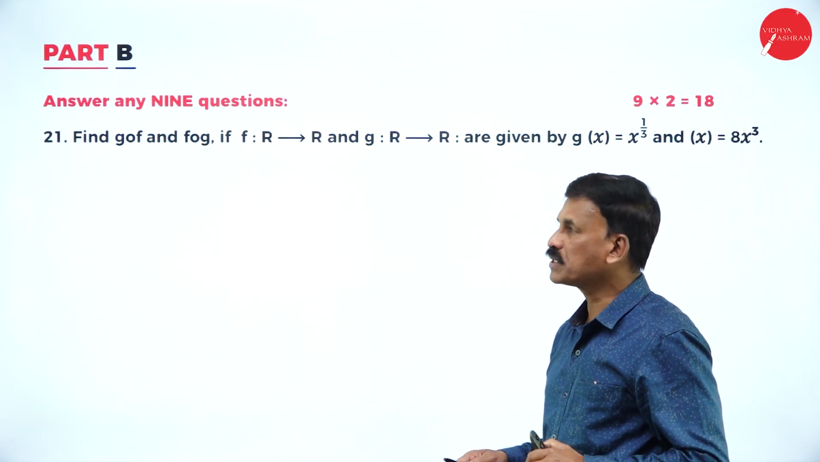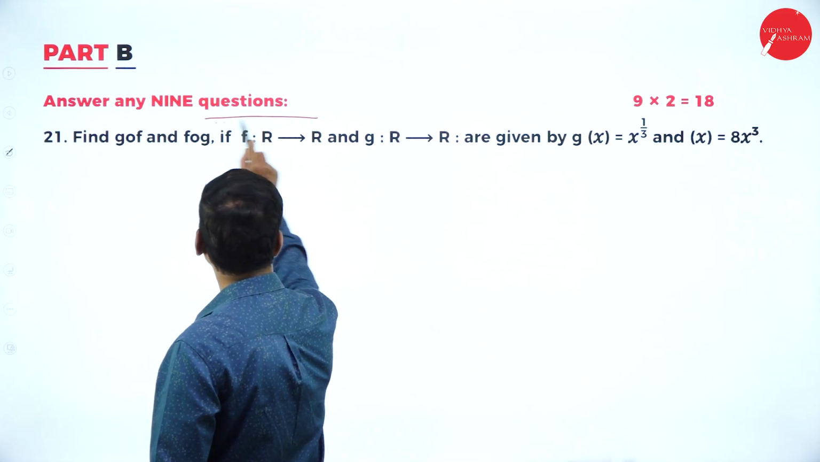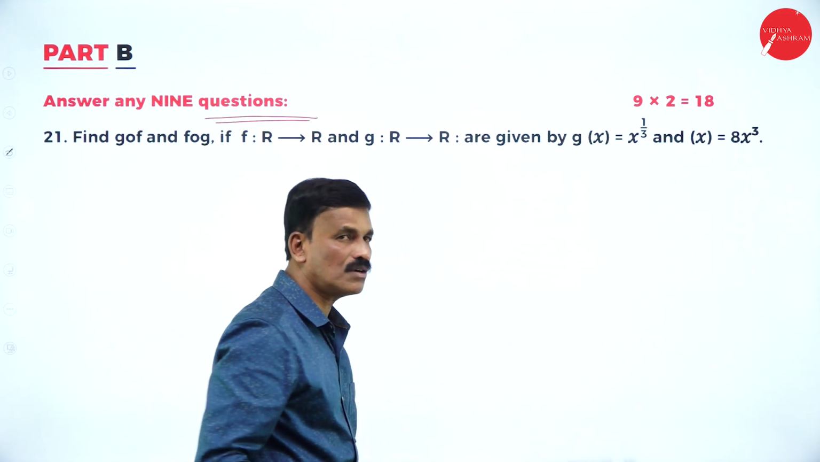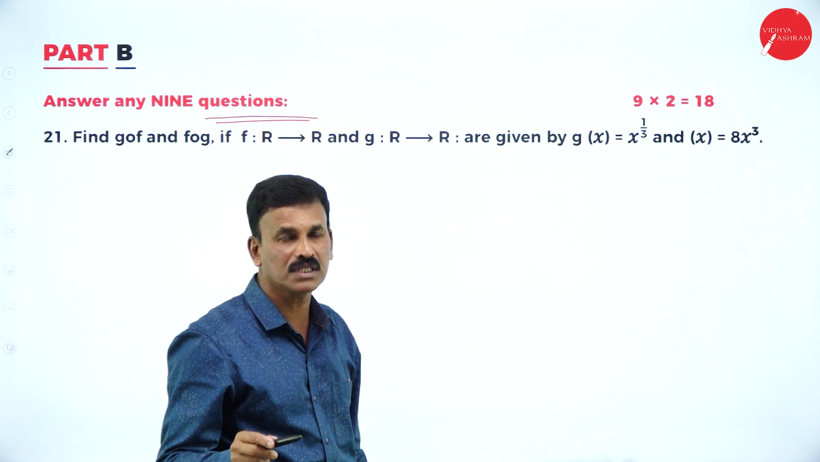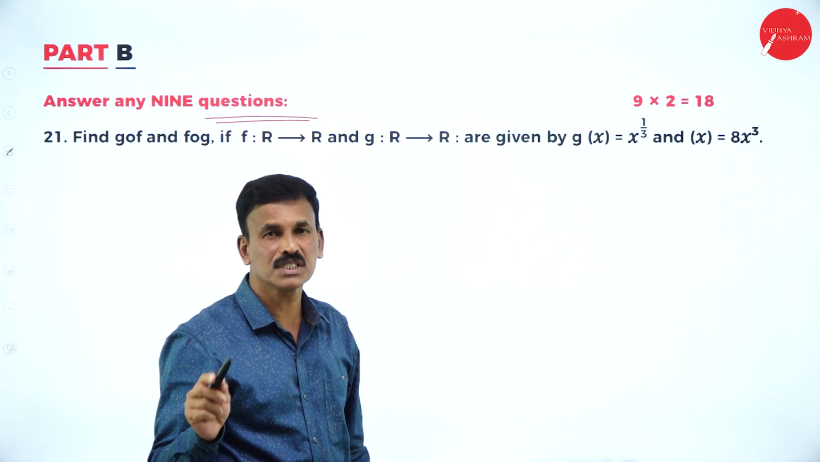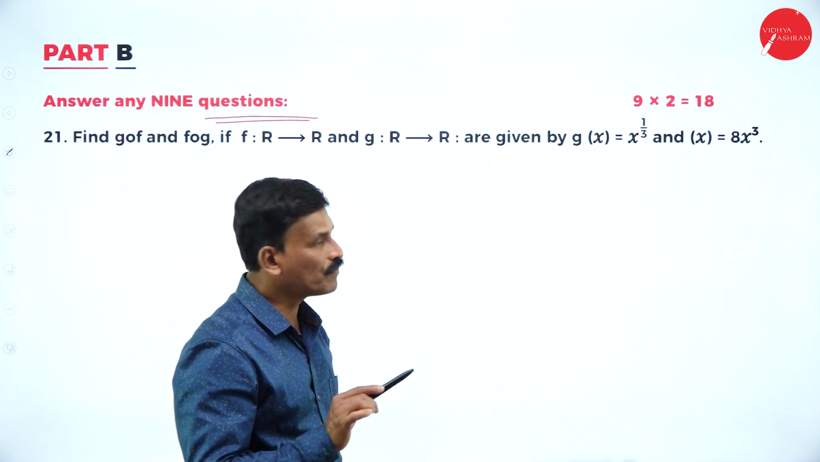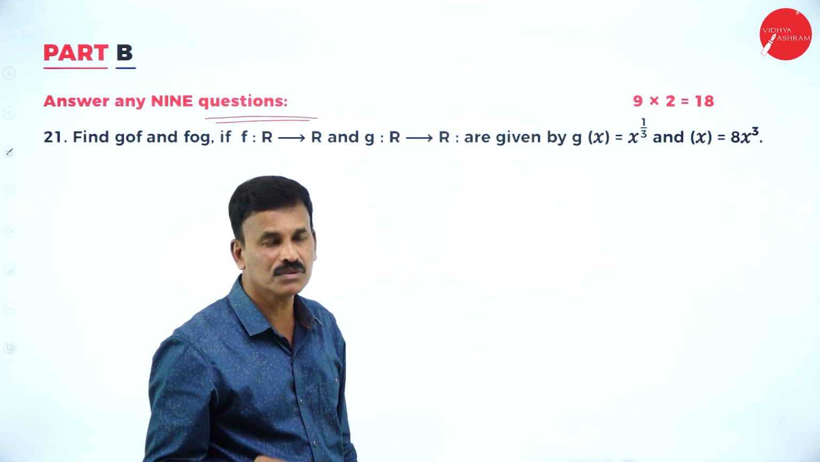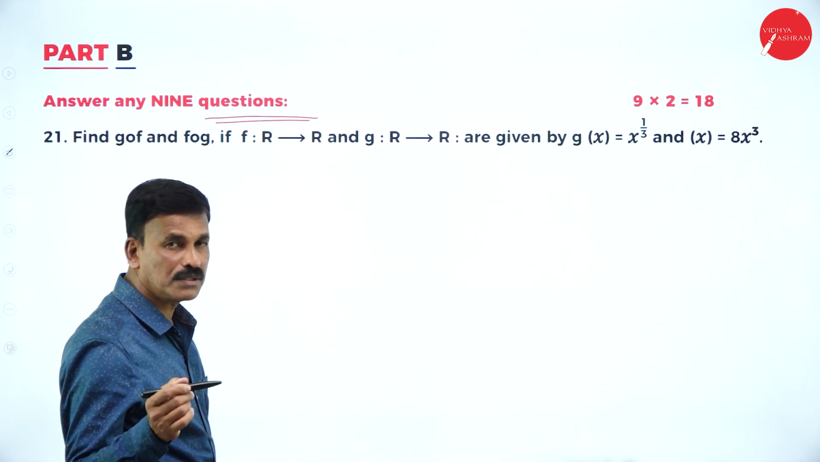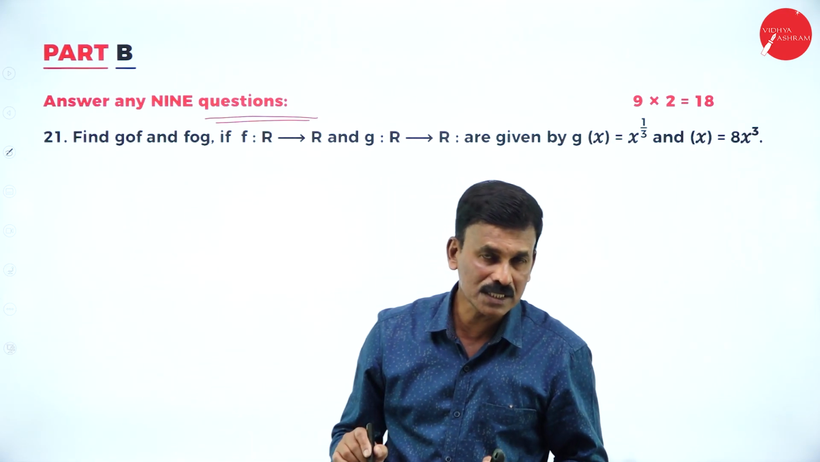Part B, 2 marker questions. In Part B, you are going to answer any 9 questions out of 14 questions. 14 questions are given, and we are going to answer 9. 5 choice questions will be there. It is very easy to score 18 out of 18 from this part. Okay. This is a very important part to concentrate on to get maximum marks.